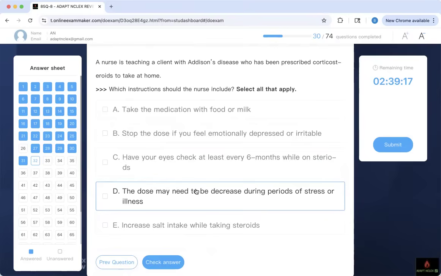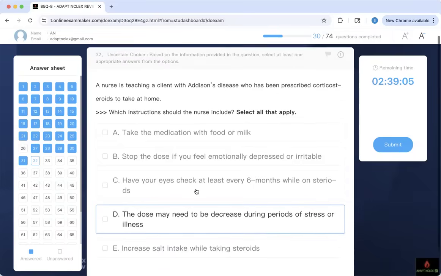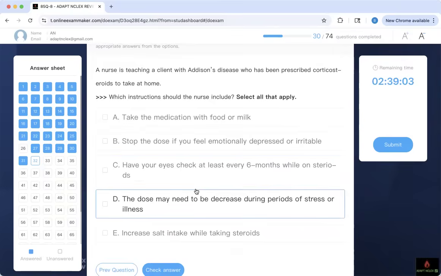Have your eyes checked at least every 6 months while on steroid. The dose may need to be decreased during a period of stress or illness. Increase salt intake when taking steroid. What do you think? Question 32. I want you to master this one. Which one is appropriate? Include. What are your answers?